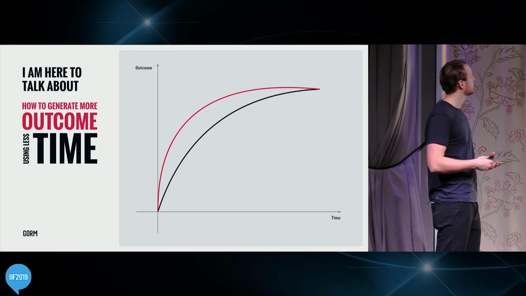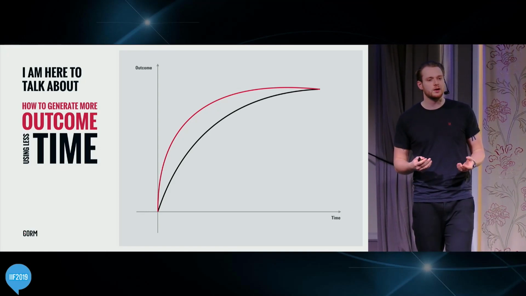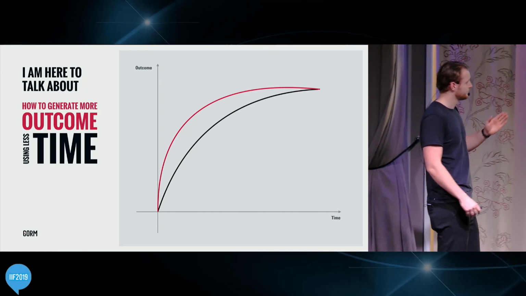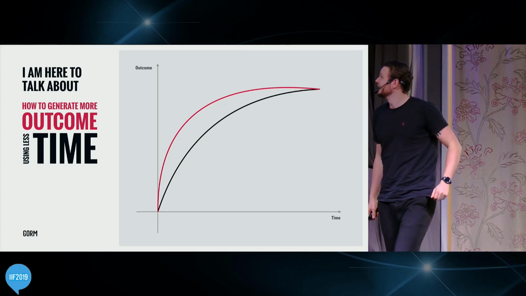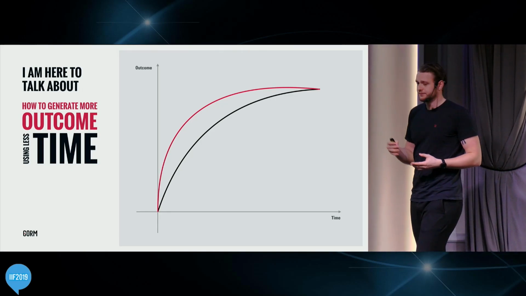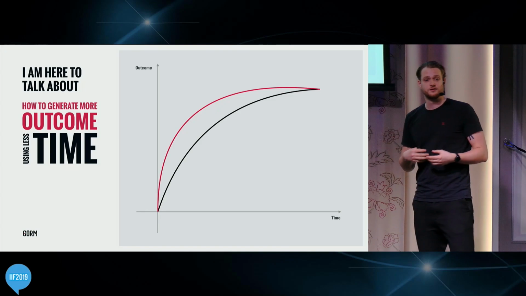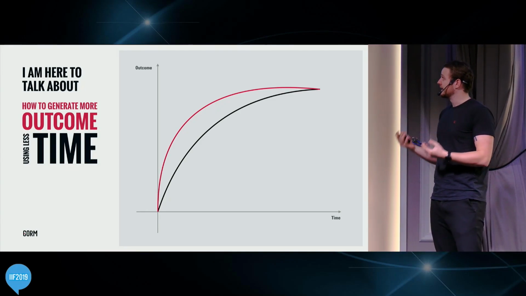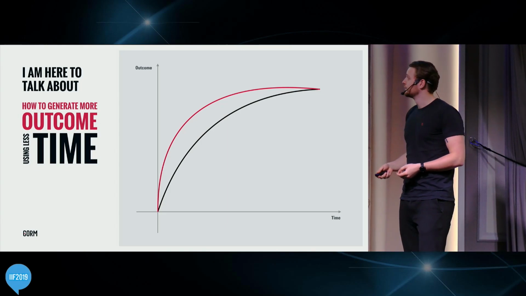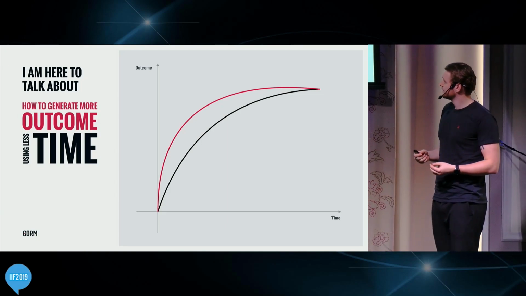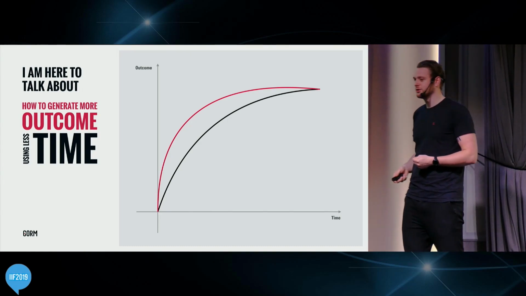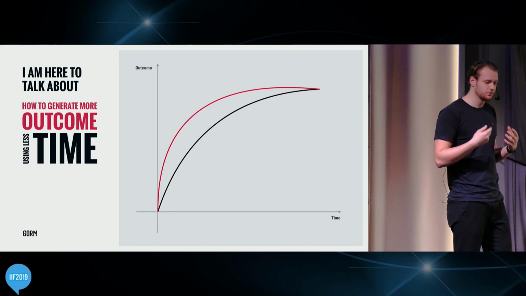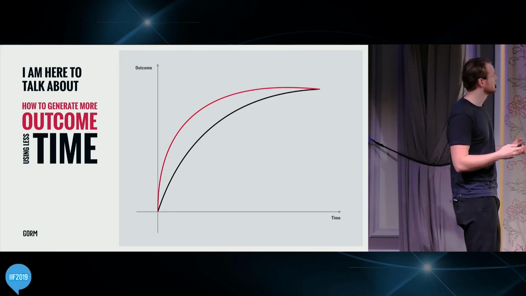Today I'm here to talk about how you can generate more outcome using less time. If you look at the black line here and here, you'll see that if you use more time on your Facebook ads, time creating, optimizing, analyzing, you'll get a greater outcome. But in the last couple of years, there's been a new line showing, the red line here, which shows that you can create higher outcome using less time.